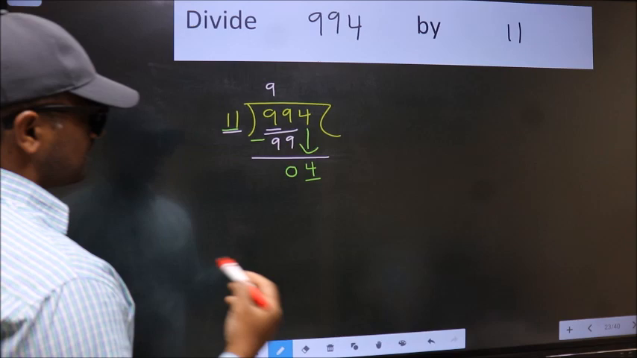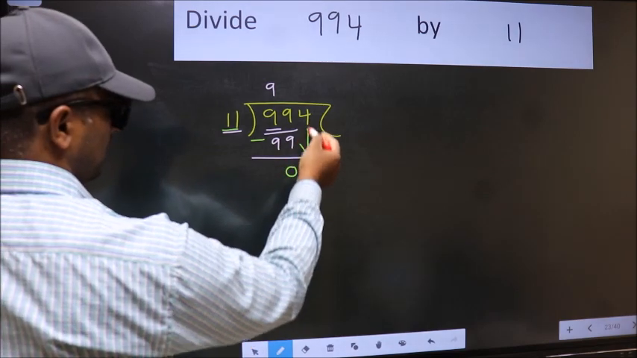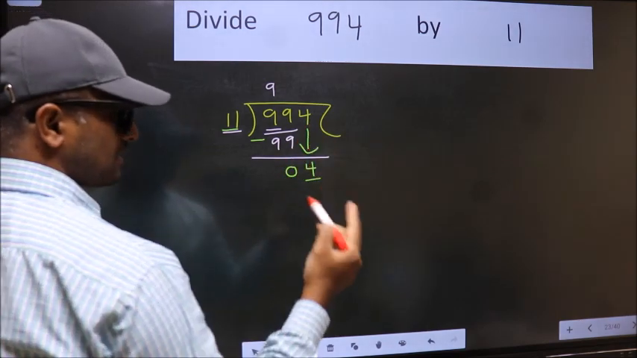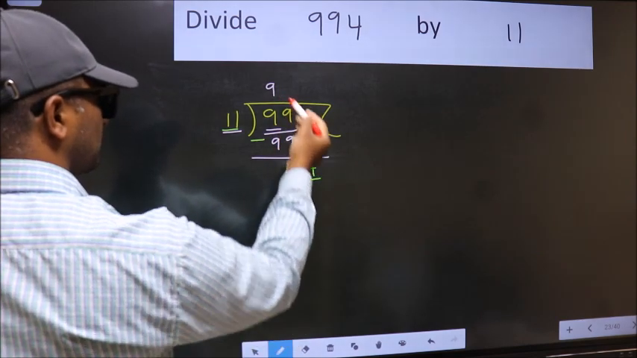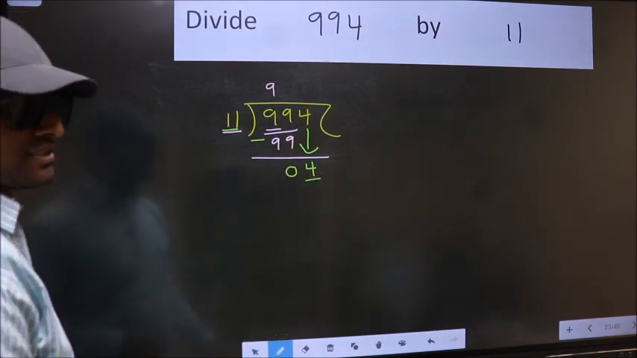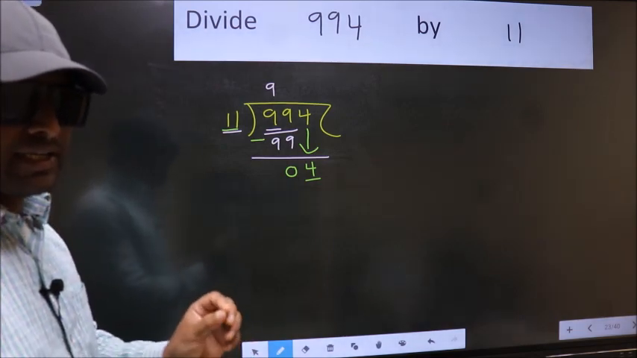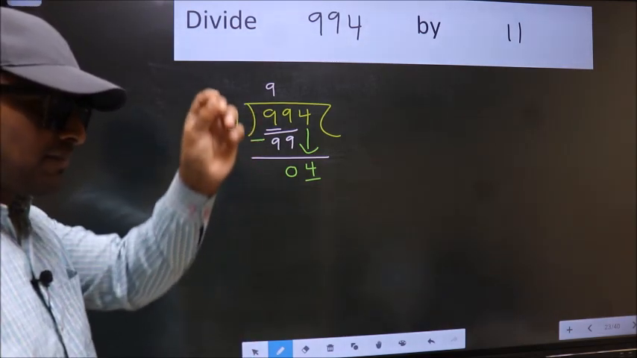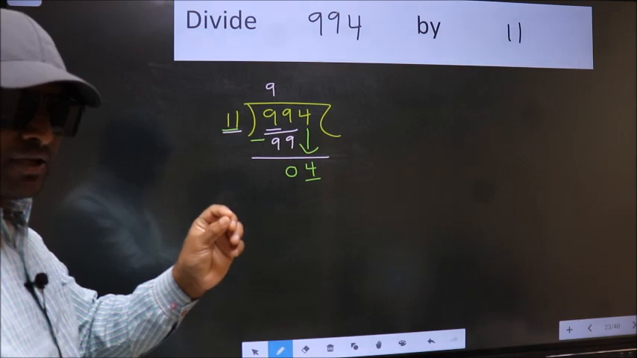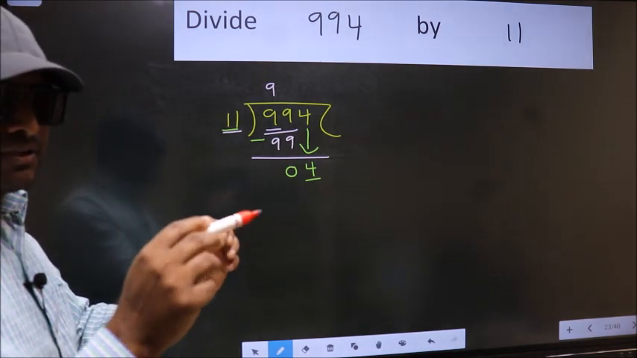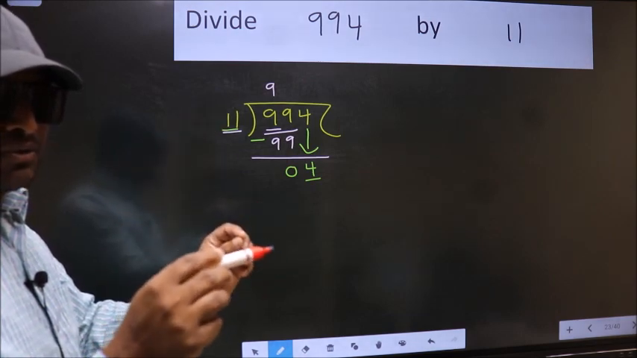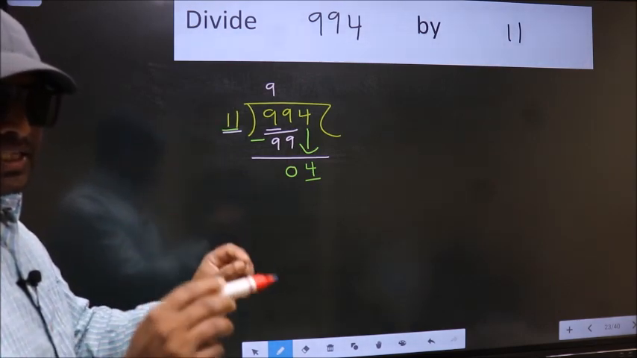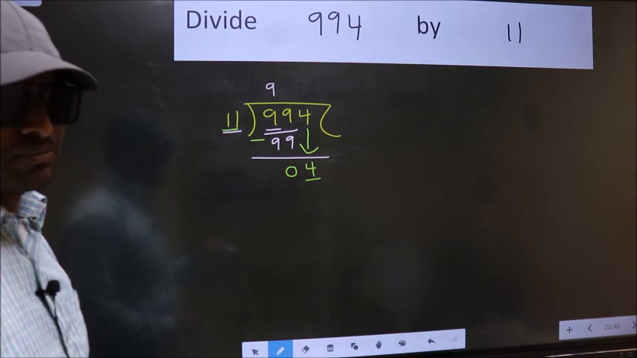Because just now you brought this number down, and in the same step you want to put a dot and take 0, which is wrong. I repeat, bringing the number down and also putting a dot and taking 0, both at the same step, you should not do.